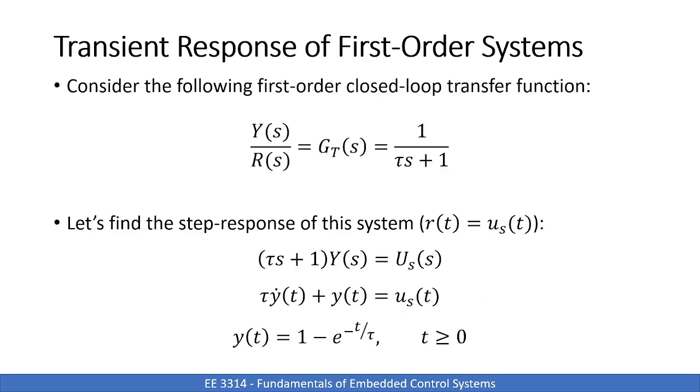Okay, if we look at the first order closed loop transfer function, this is what we get. We get 1 over tau s plus 1. We can use our inverse Laplace transform and come up with a y of t response to a unit step input that looks like this. A very typical response, right? We're going to have 1 minus this decay. At t equals 0 this will be 0, and we'll have our typical exponential increase, right?